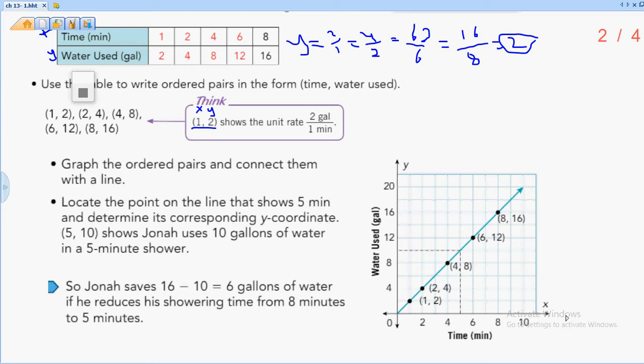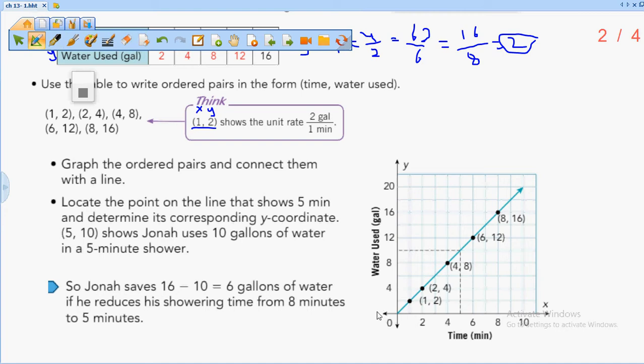So the horizontal line is called x-axis and the vertical line is called y-axis. So this is x-axis and this one is y-axis, and the intersection between x-axis and y-axis is called the origin. The origin point, representing 0 and 0. Okay, so the origin point is always 0 and 0. The x value is 0 and the y value is 0.